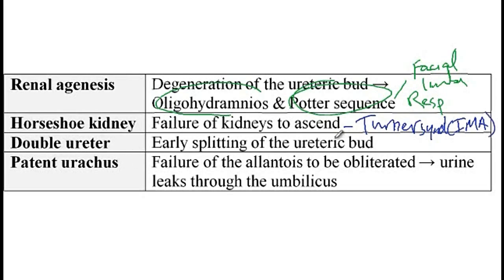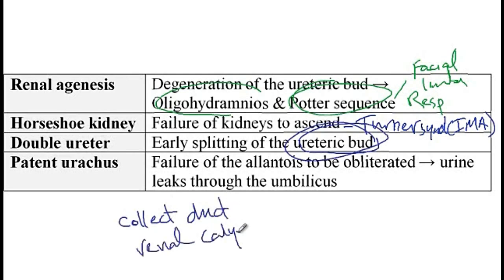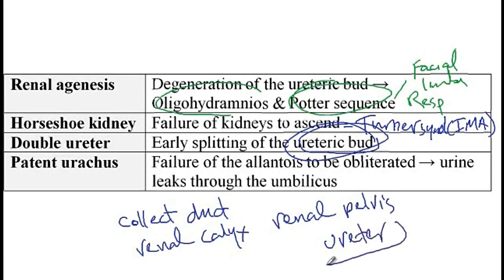Double ureter is caused by early splitting of the ureteric bud. So as a reminder, ureteric bud gives rise to the collecting duct, renal calyx, renal pelvis, and ureter. So early splitting of the ureteric bud can lead to the development of double ureter. And the final condition is patent urachus, where due to the failure of allantois to get obliterated, these patients will have leakage of urine through the umbilicus. And that concludes our discussion.